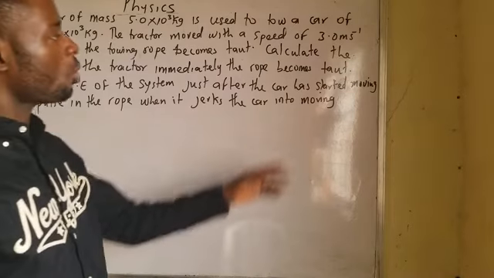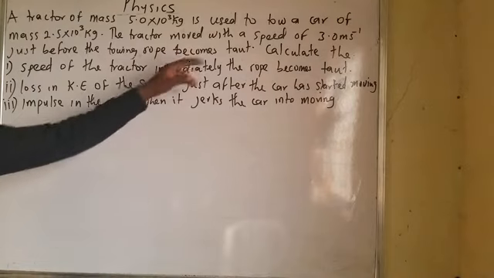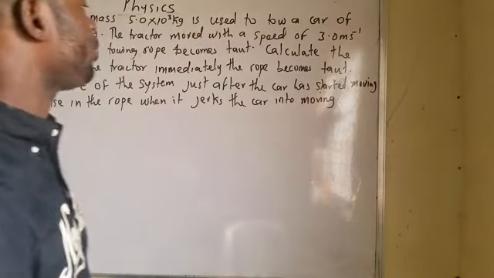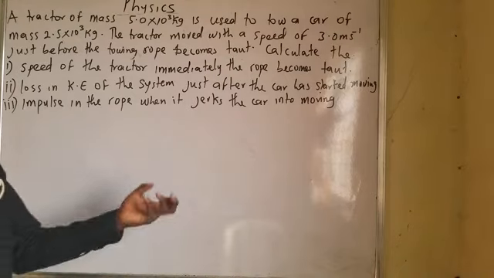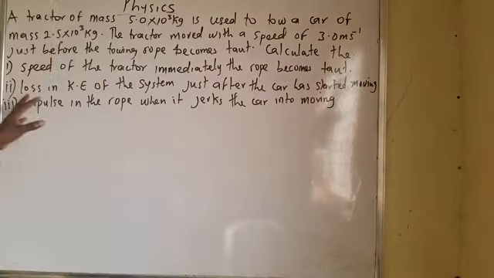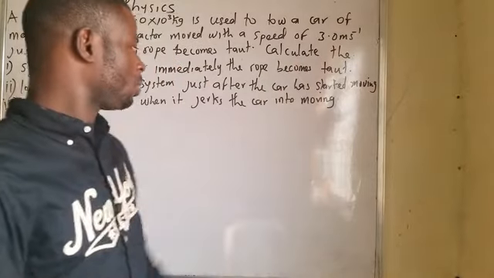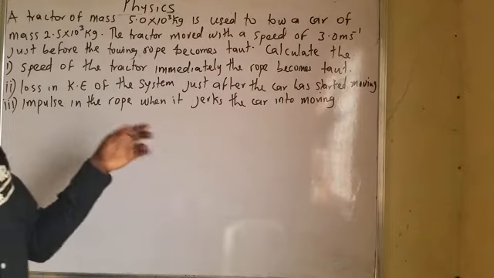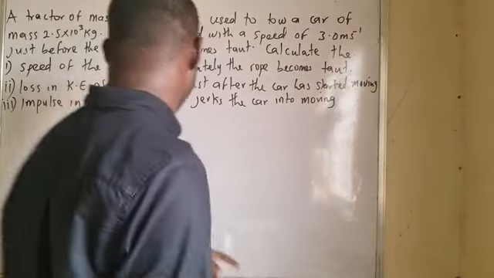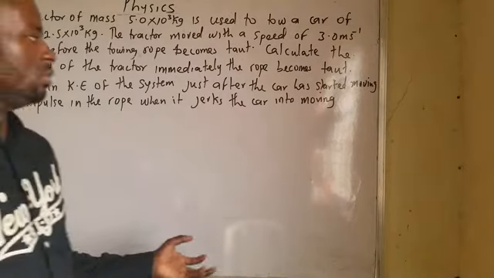Is used to tow a car of mass 2.5 multiplied by 10 raised to the power 3 kg. The tractor moved with a speed of 3.0 meters per second just before the towing rope became taut. Calculate: 1. Speed of the tractor immediately the rope becomes taut. 2. Loss in kinetic energy of the system just after the car has started moving. And 3. Impulse in the rope when it jerks the car into motion.